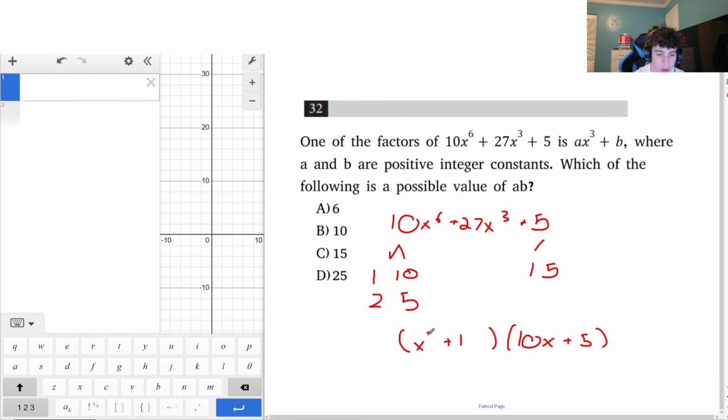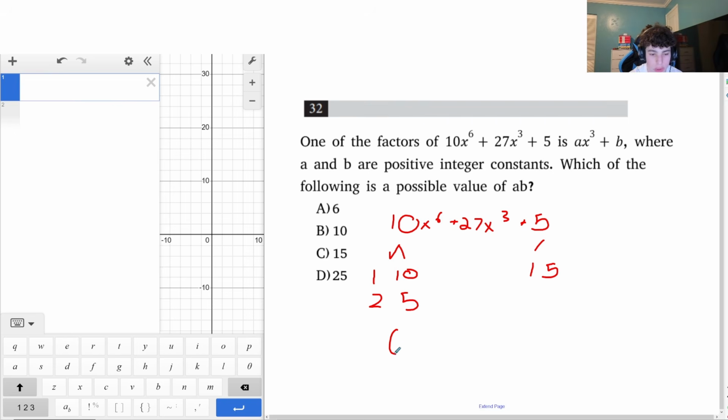Now, if we tried with the 5 and the 1, if I made this a 5 and a 1, we would get 10x to the 6 plus x cubed plus 50x cubed and then plus 5. And then obviously that's also not the answer, so that's not going to work.